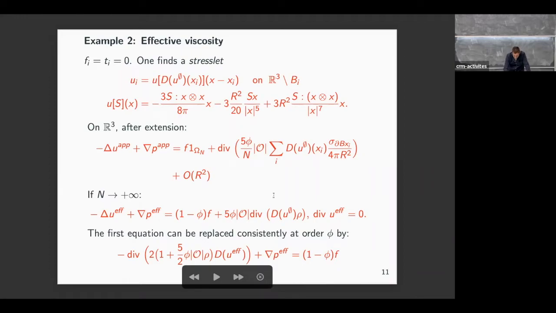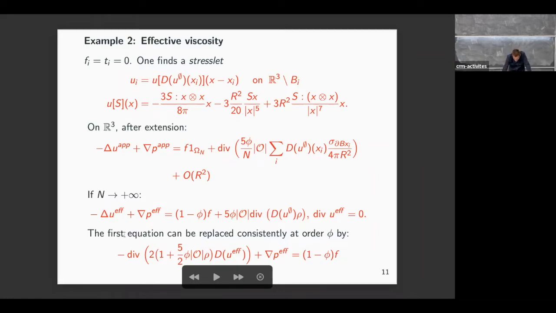So you get this effective term that appears at the right-hand side, but this is not very convenient because it involves the unperturbed solution. But of course, you see from this equation that the effective velocity field and the unperturbed velocity field will differ by phi. So you can actually replace this U naught by the effective U, and it will be consistent at order phi squared.